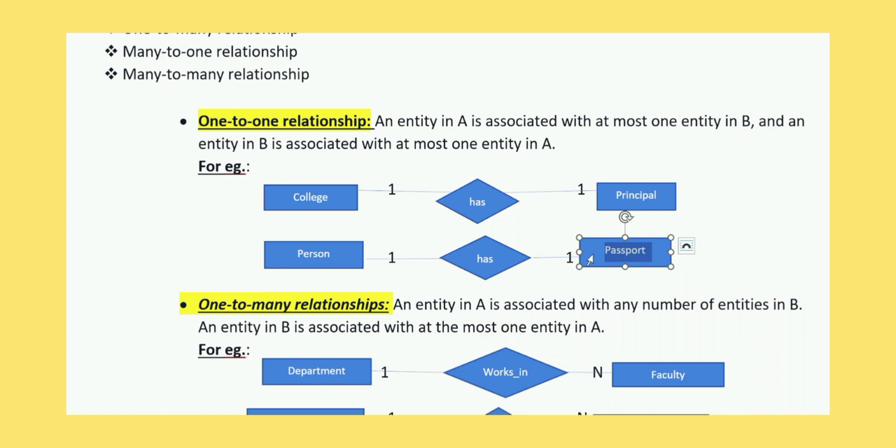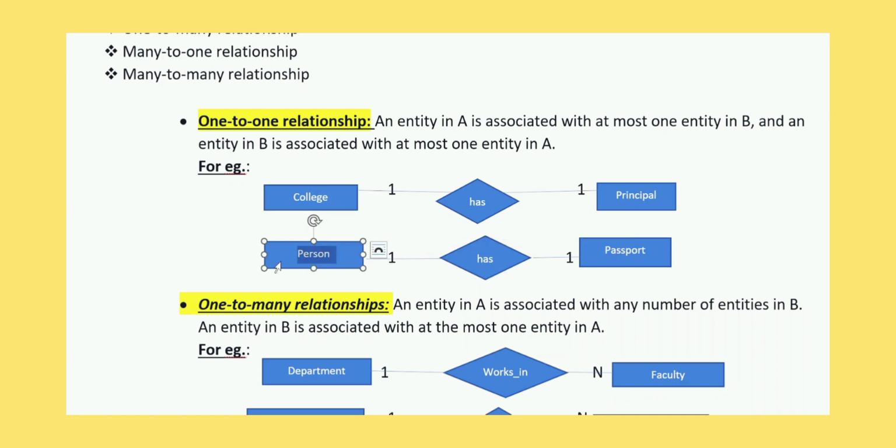Now we will check it vice versa. Suppose in the previous example, this is college and principal. If we check the same concept of one-to-one from entity set B to entity set A, that is from right to left, then what is the concept? One principal is assigned to one college. Fine. One principal can work in one college. So from entity set A to B, one college has one principal, and from entity set B to A, one principal can be assigned to one college. So this is one-to-one relationship.